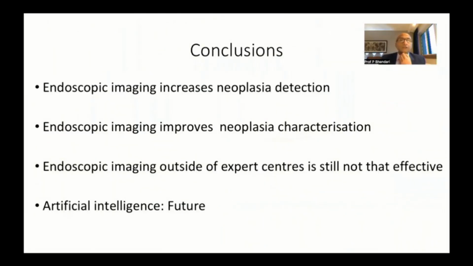So in conclusion, endoscopic imaging will increase your detection rate. It will help you improve your neoplasia characterization. And the big thing is that the standard imaging does not work as well outside of the expert centers as it works in the expert centers. And that's why I feel artificial intelligence will be the future, where it will standardize the outcome, whether it's expert or non-expert centers. Thank you very much.